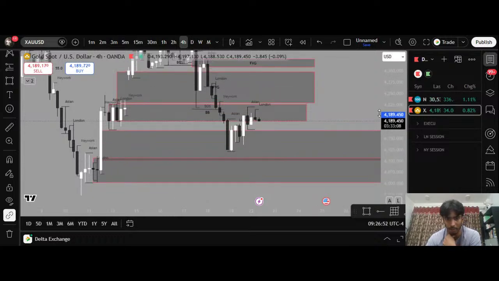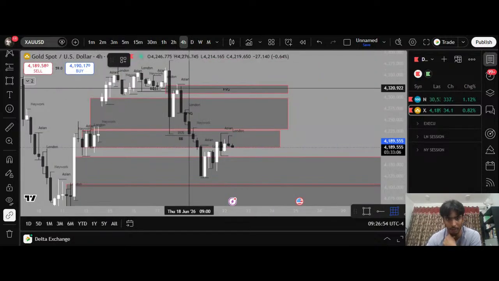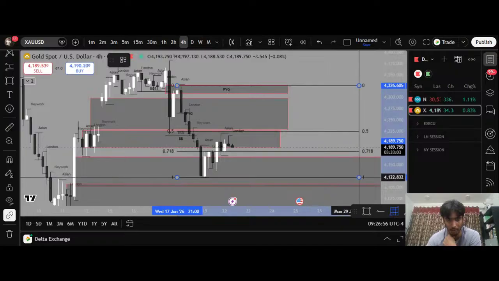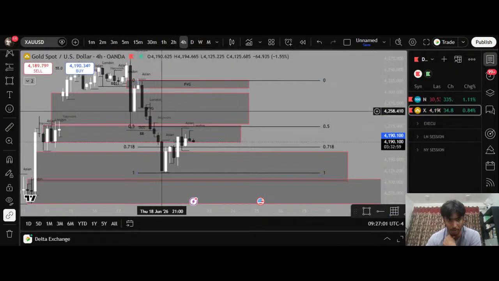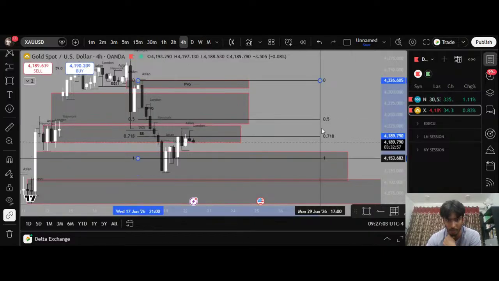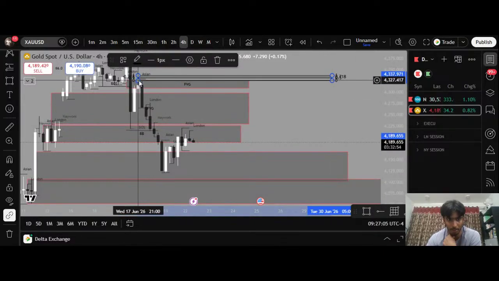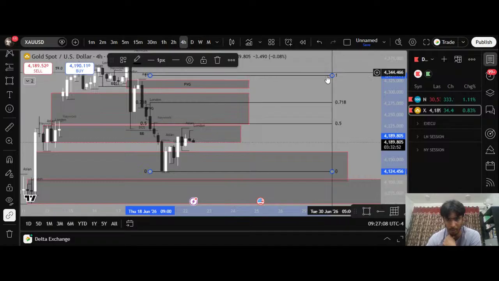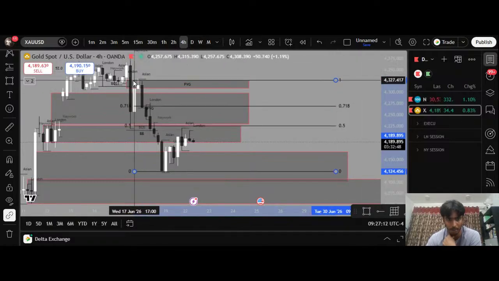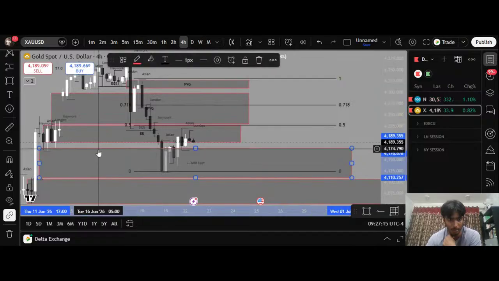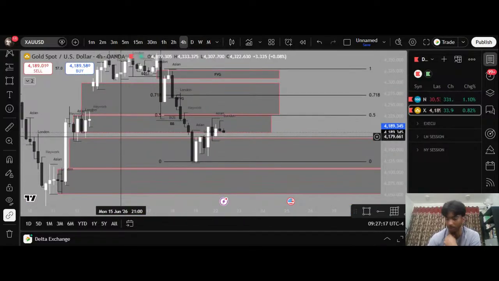Looking at the structure, we're still bearish. Let's see how much we retrace on this imbalance. We are still close to hitting the 0.5 range. I didn't hit it yet. Alright, that's my analysis for 4 hour. Let me write up now.